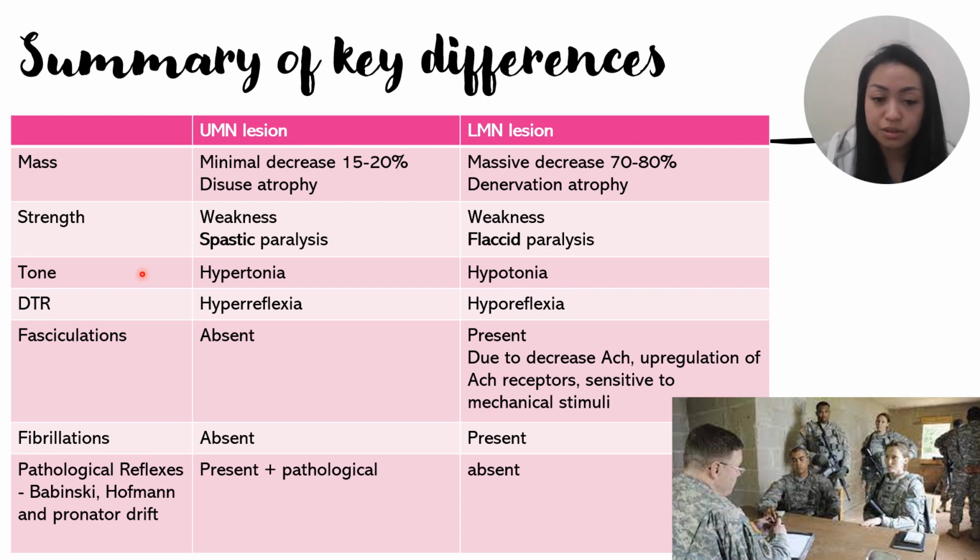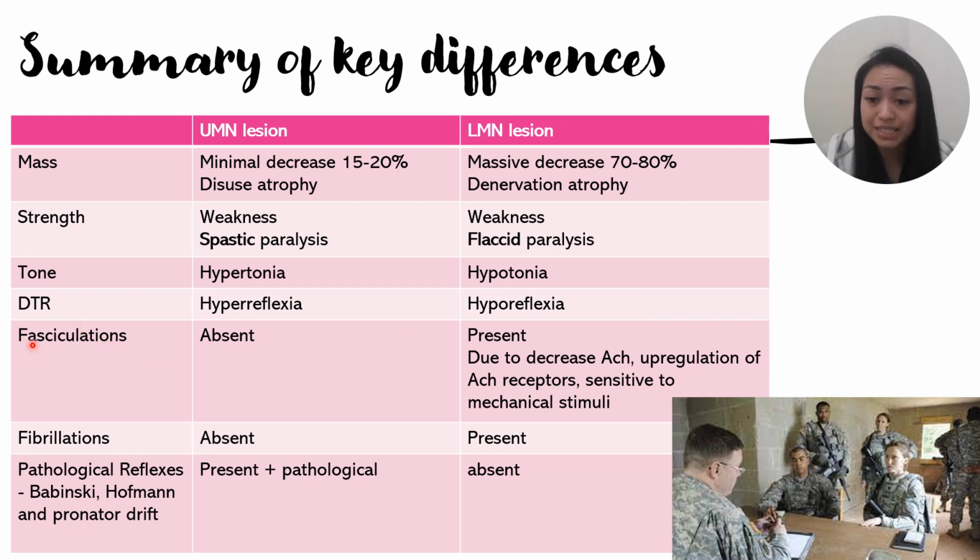For deep tendon reflexes, in upper motor neuron, we see hyperreflexia because we basically increase the stimulation of the gamma motor neurons, which increases or makes that reflex pathway more sensitive. Okay, so it's going to lead to hyperreflexia. For lower motor neuron lesions, it's hyporeflexia because we decrease the stimulation of the gamma motor neuron, which decreases the sensitivity of that muscle spindle stretch reflex pathway.